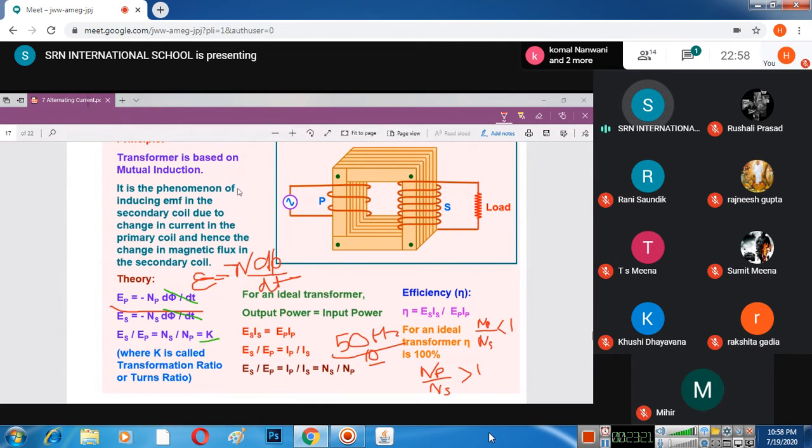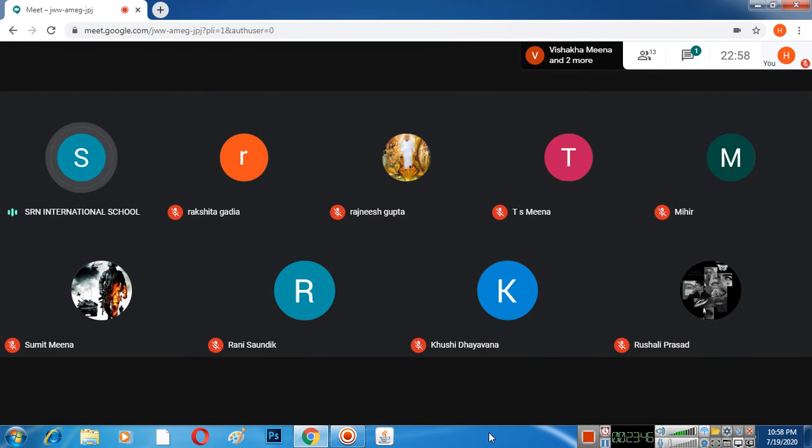Now, the small transformers that I have explained to you, shell type and core type, the small transformers are self-cooled. They can transfer the heat generated to the surroundings. But large transformers are cooled by placing them in oil tanks. Okay, now let us see how these transformers work. I have a video for you.